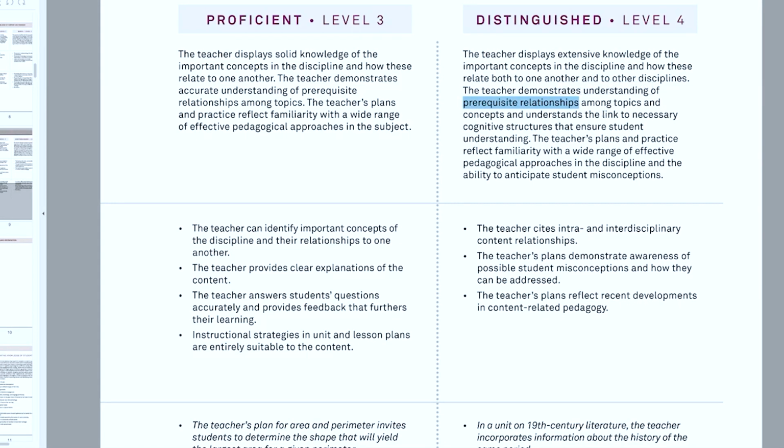And then understands the link to necessary cognitive structures to ensure the students' understanding. Again, we're high level. This is rock star teachers. And then here's the lesson plans. The teacher's plans and practice reflect familiarity with a wide range of effective pedagogical approaches in the discipline and the ability to anticipate students' misconceptions. Here's the thing. Anticipate students' misconceptions.